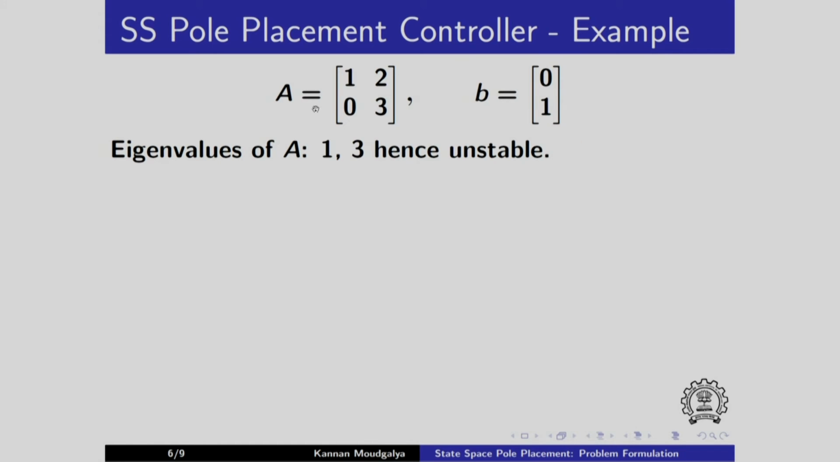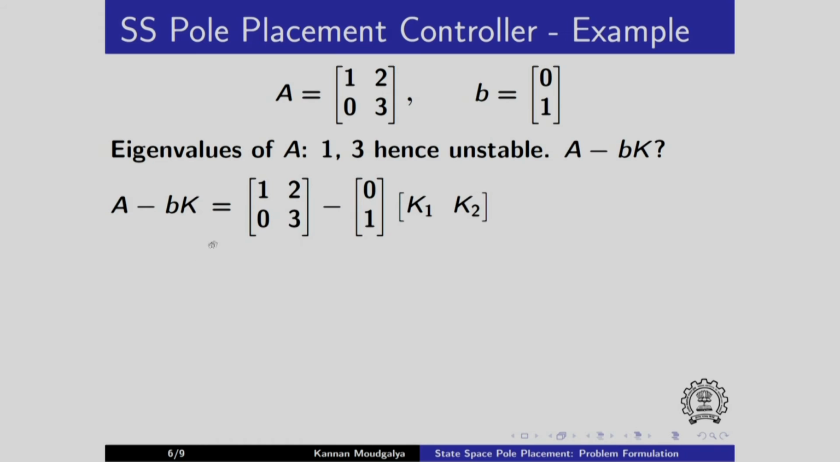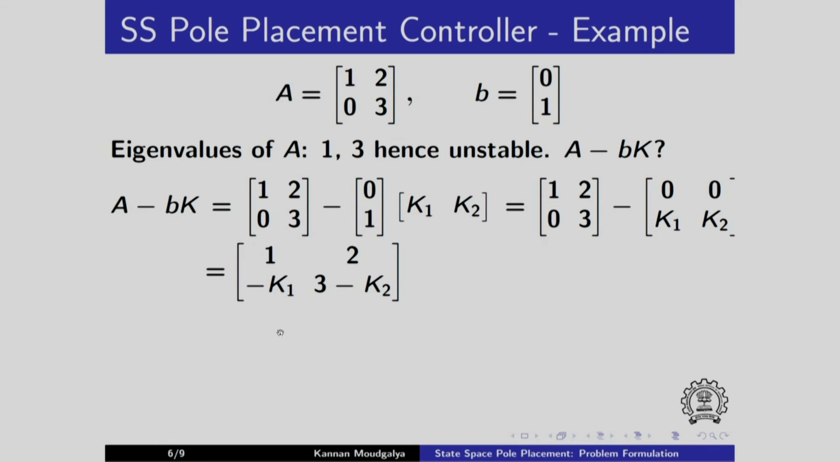That means A is not well behaved. What about A minus bk? Let us substitute for A and B here, and k is yet to be decided, so we write it as k1 k2. When I simplify it, that is multiply this out, I get this second matrix, and let us subtract, so I get this.